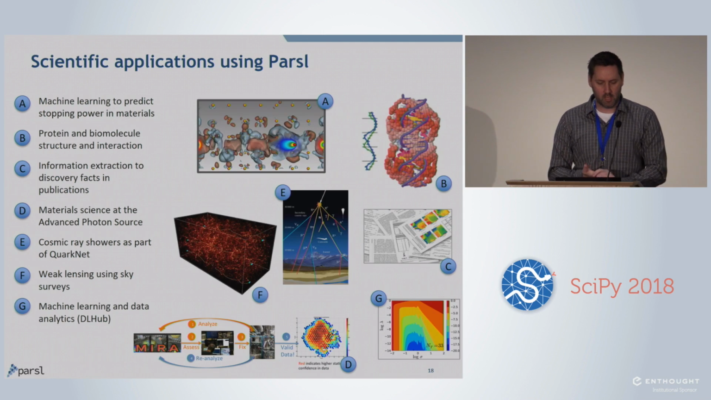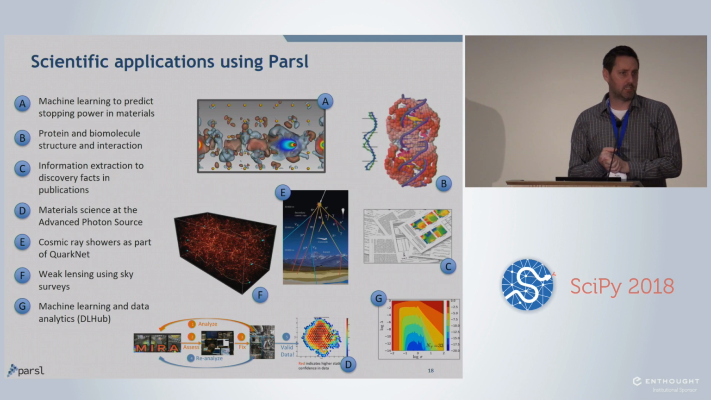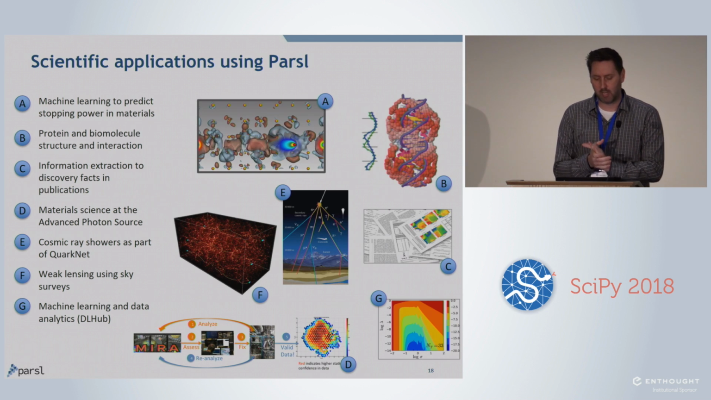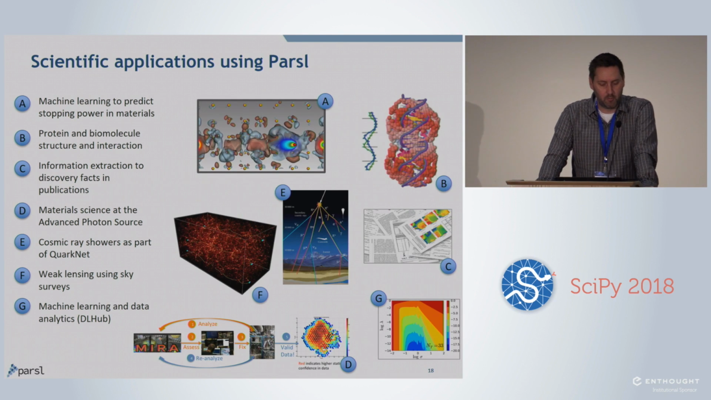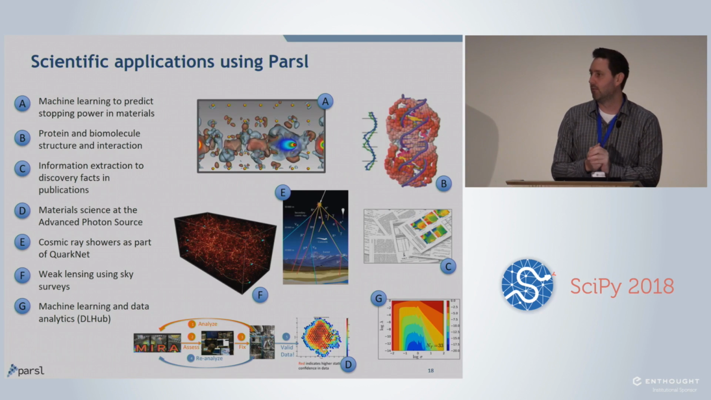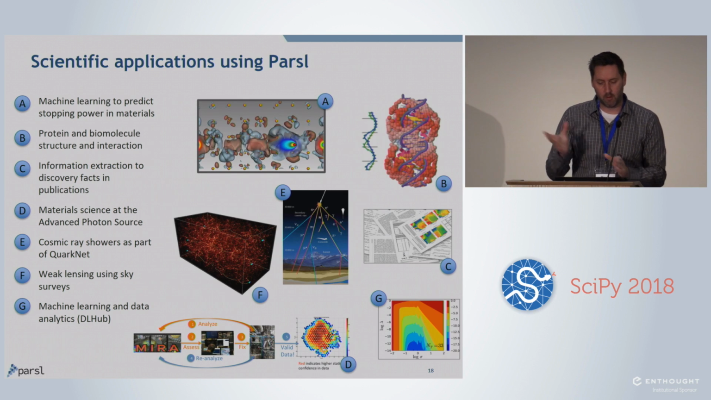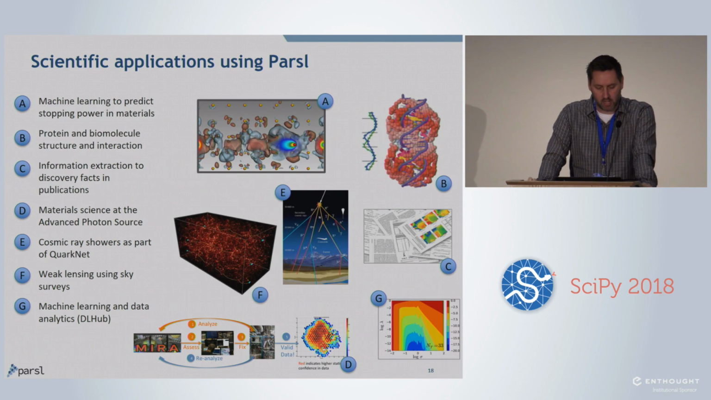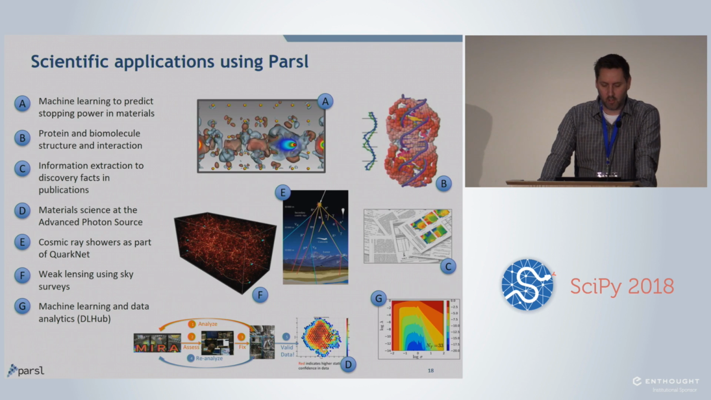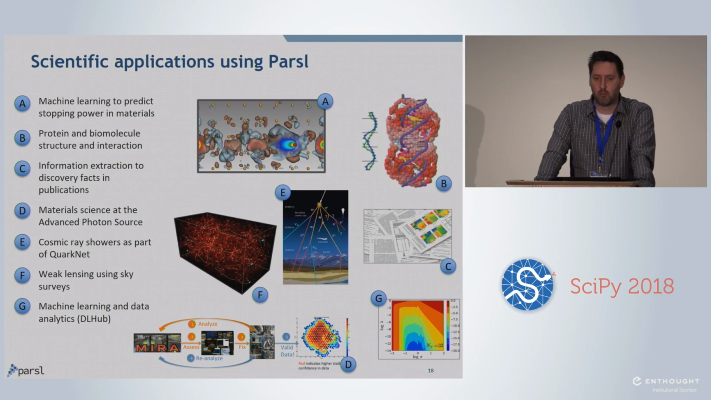So we've been using Parsl probably for the last year or so in production science applications. I included a few examples here of some of the applications we've been applying it to. The first one on the top there is an interesting machine learning application where we're trying to predict the stopping power of electrons through materials. We've done a lot in bio, especially with genome analysis workflows, a lot of information extraction, material science based on our association with the APS at Argonne, and the cosmic ray showers, which is the example I showed before.